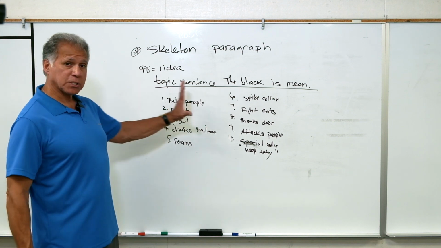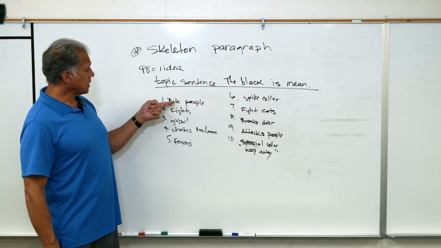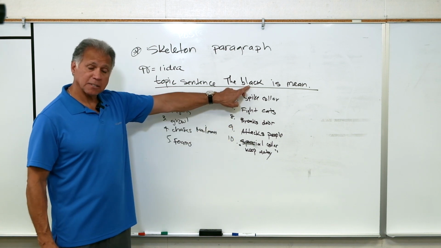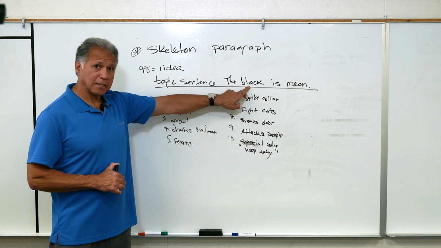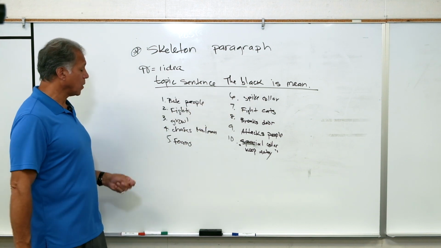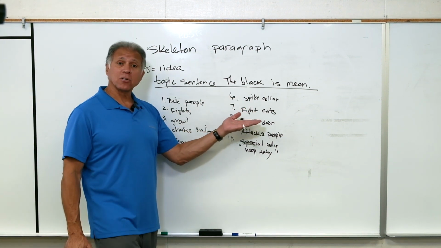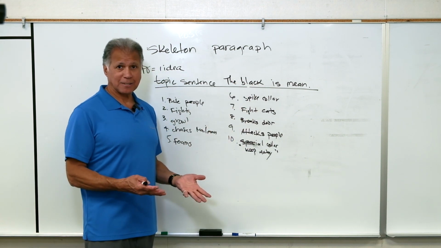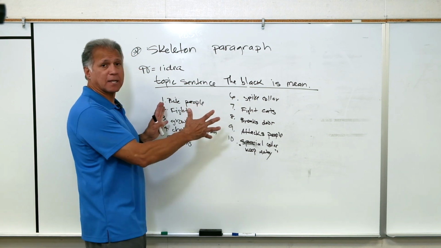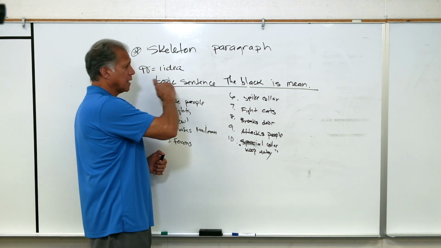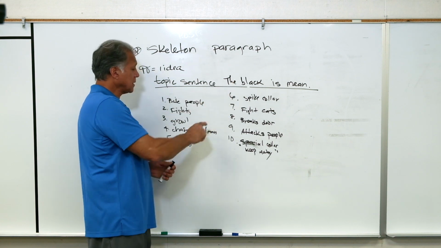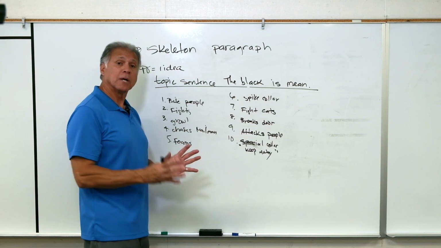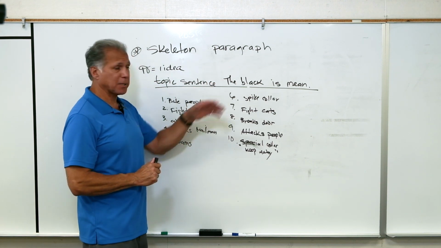So, when you look at your skeleton, do all these things support the topic sentence that the black dog is mean? Yes, they do. What if I said something like, and the dog likes to lick people? Does that prove he's mean or he's nice? Okay? So that's how you write a paragraph. You start with a topic sentence, you have supporting ideas that prove that topic sentence or support the idea of that topic sentence.